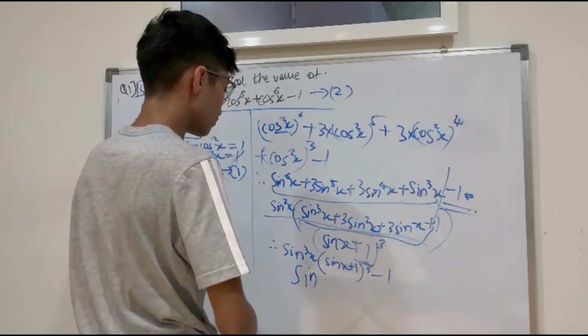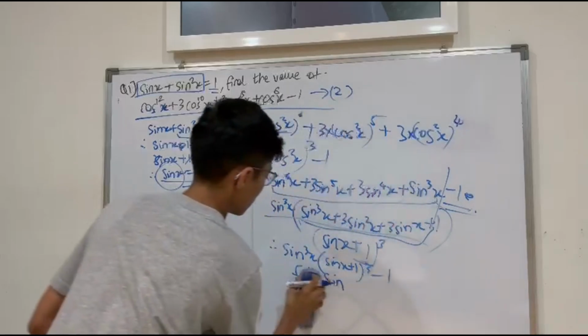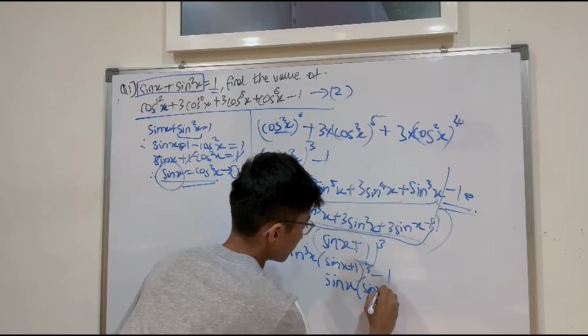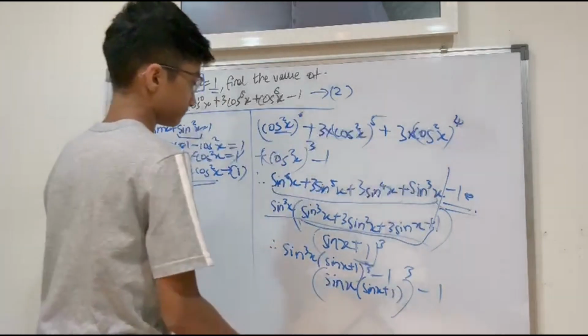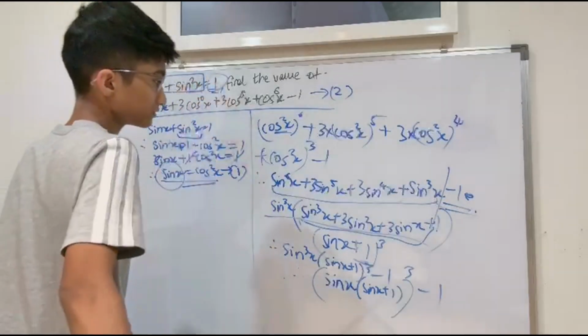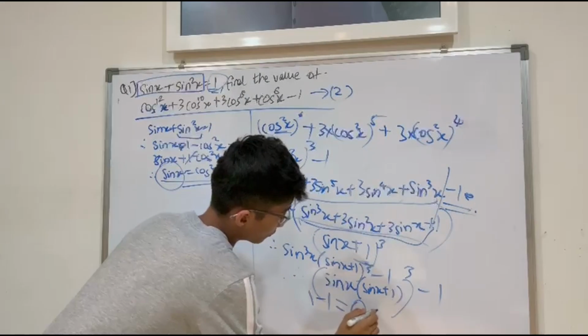Sin x. Oh wait, yes. Sin x into sin x plus 1 the whole to the power 3 minus 1. Am I right? This is nothing but 1. So we get 1 minus 1 equals 0.